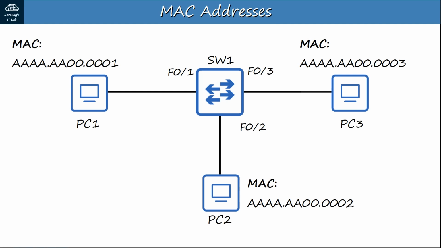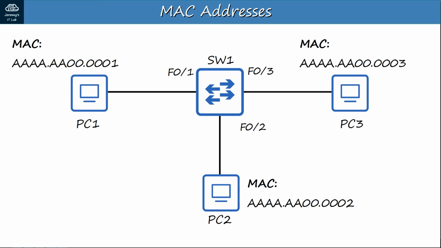You're probably not going to see any MAC addresses like these. I've just simplified them for this demonstration. Notice each MAC address is a series of 12 hexadecimal digits, separated by periods. You may also see periods after every other digit. So for example, PC1's MAC address would be AA.AA.AA.00.00.01. But I tend to write them after every fourth character.